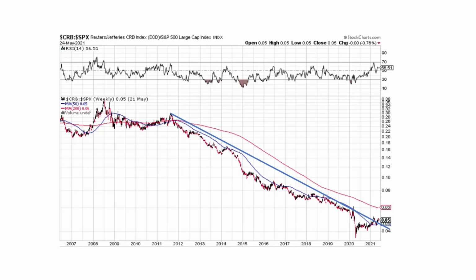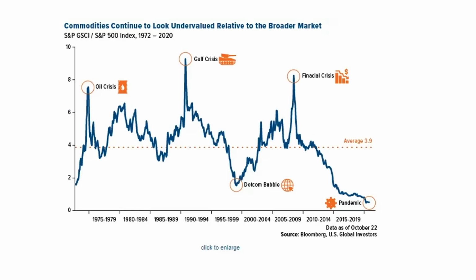COVID definitely sold this thing off to a capitulation kind of bottom here, and we're at 0.05. If we look back here, 0.05 is basically at this zero mark. It's never been this cheap. So commodities in relationship to stocks is an incredible opportunity. Incredible. It's never been this large of an opportunity ever.